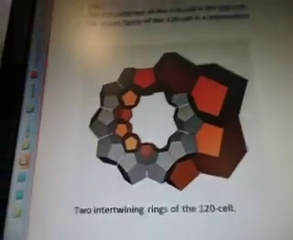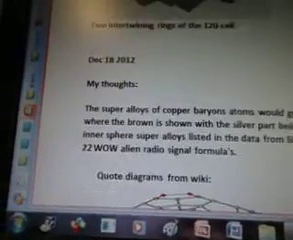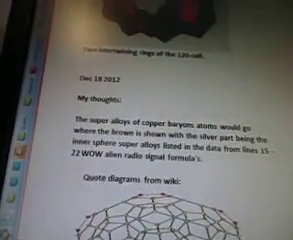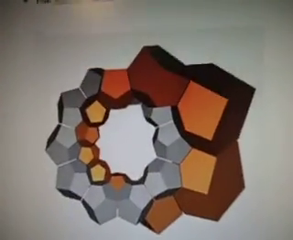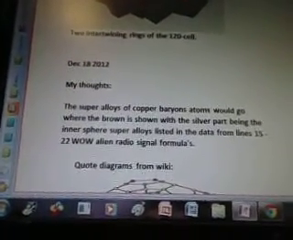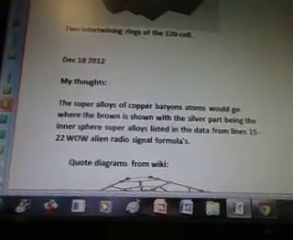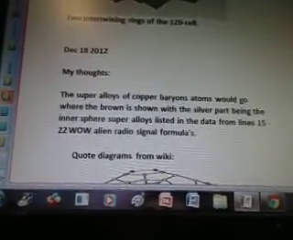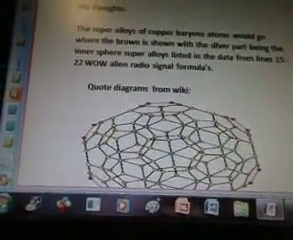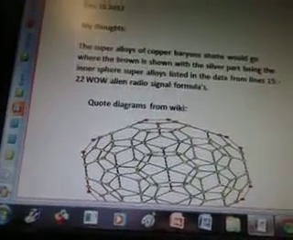Okay, so 2 intertwining rings of the 120 cell. December 18, my thoughts: the superalloys of copper baryons atoms would go where the brown is showing, with the silver part being the inner sphere superalloys listed in the data from lines 15 to 22. Yes, we actually go through every single superalloy that you're going to use to build the ship with, while aiming radio signals, and there's formulas of how to put them together to make a bendable metal that's lightweight.